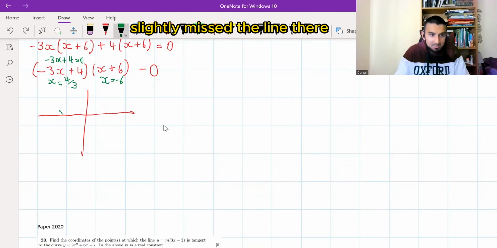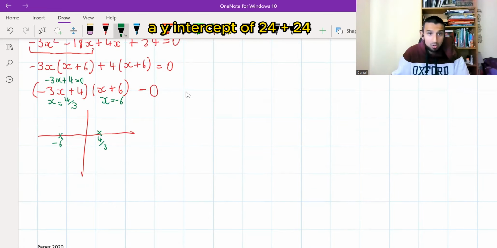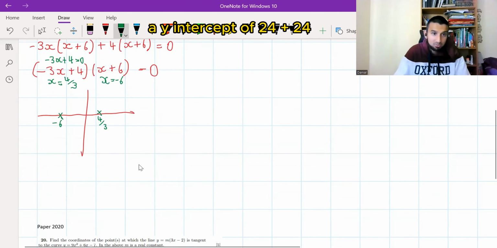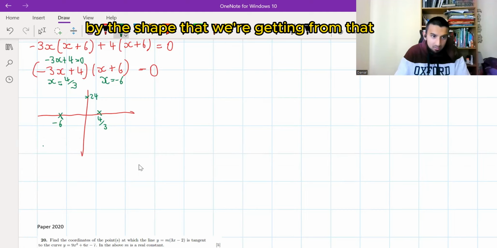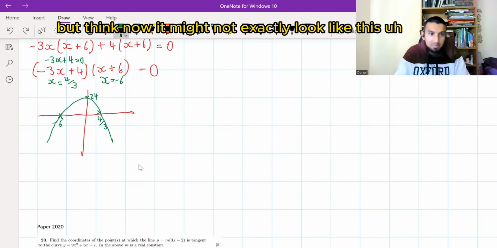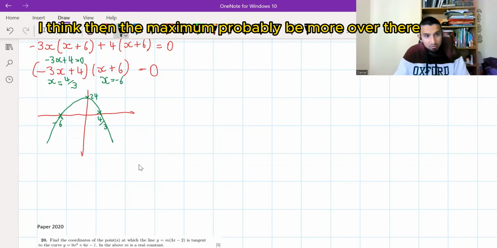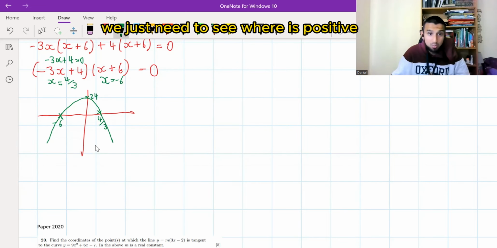I'll draw that again, slightly missed the line there. There we are, minus 6 and 4 over 3, a y-intercept of 24. And it's a sad face, and we can see it's a sad face by the shape that we're getting from the important points. I'll draw that again. I think the maximum would probably be more over there because this distance is larger than that distance. But it doesn't matter. We just need to see where it is positive.